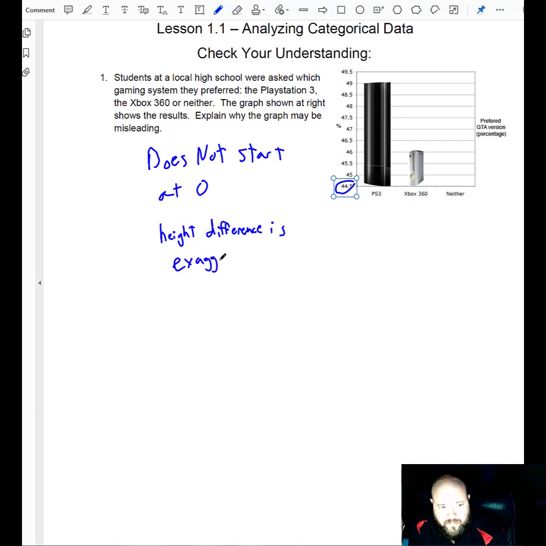Hey Dad, my mom's making some cookies. Okay, buddy, go. Oh, you too. All right, height difference is exaggerated.